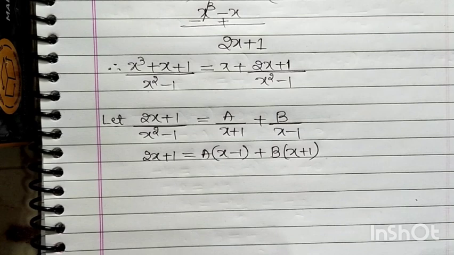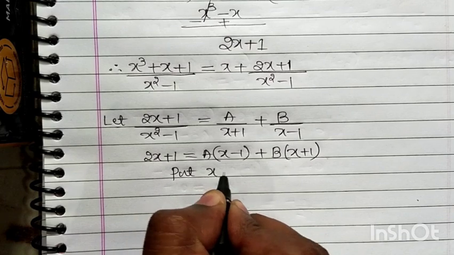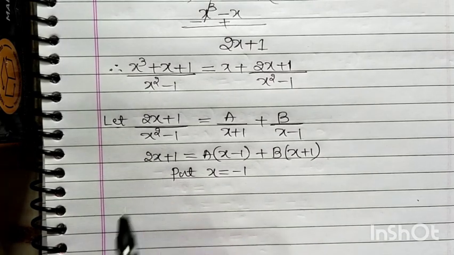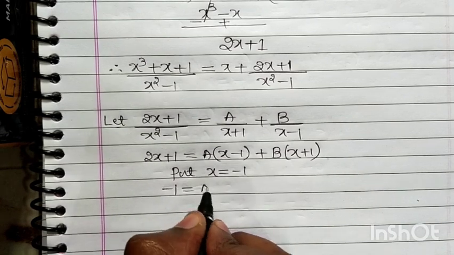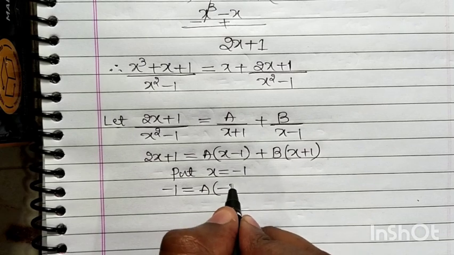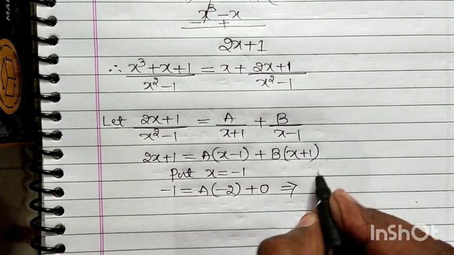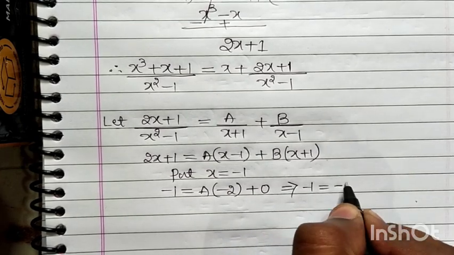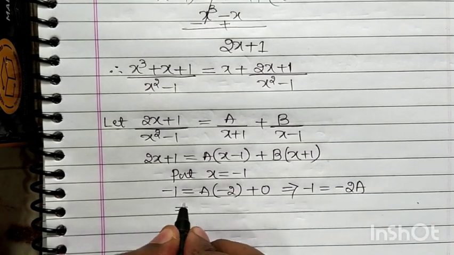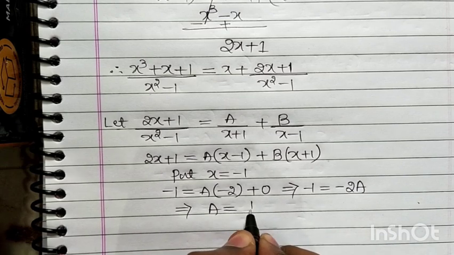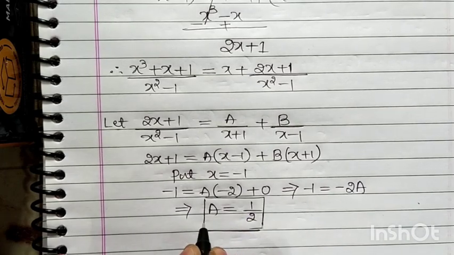So now we have to go for the substitution. Put x equal to minus 1. 2 into minus 1, it is minus 2. Minus 2 plus 1, it is minus 1. This is equal to a into minus 1, it is minus 2 plus 0. So this implies minus 1 is equal to minus 2a. So minus and minus cancel. A is equal to 1 by 2. So we have got the value of a.